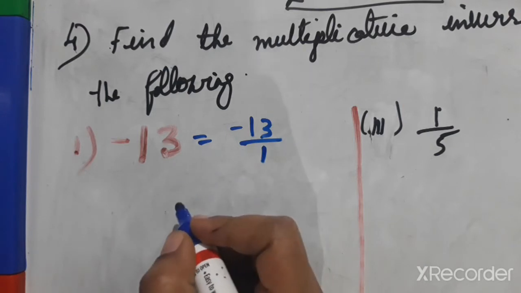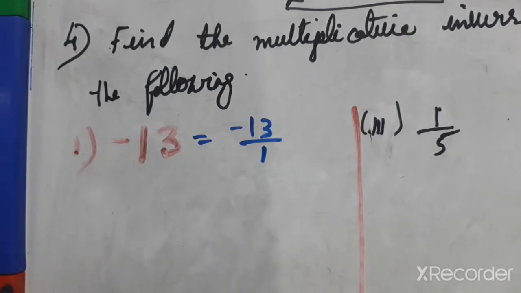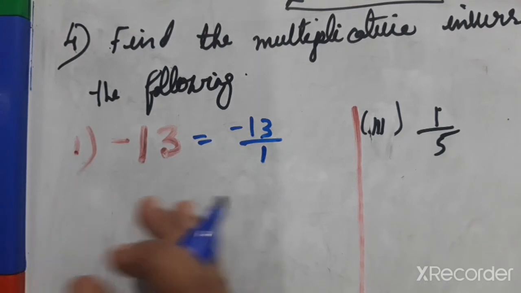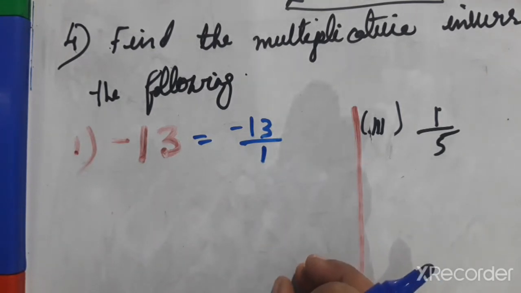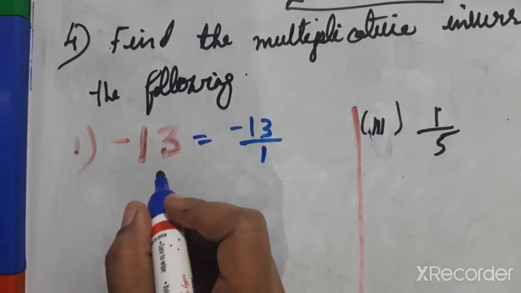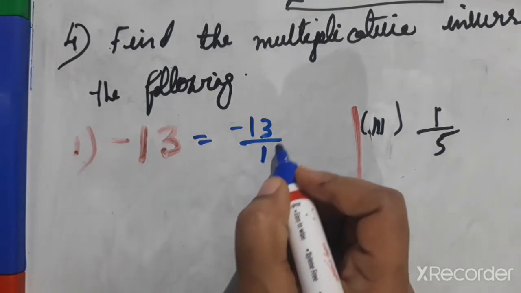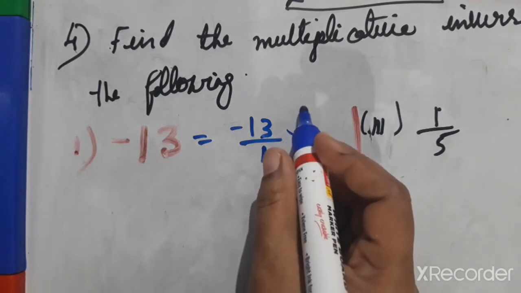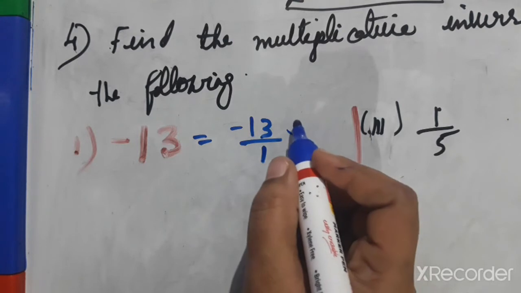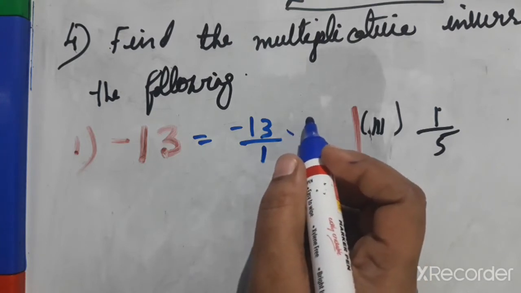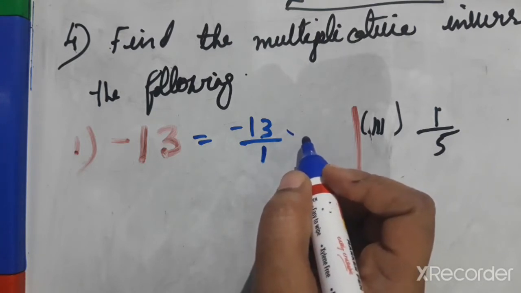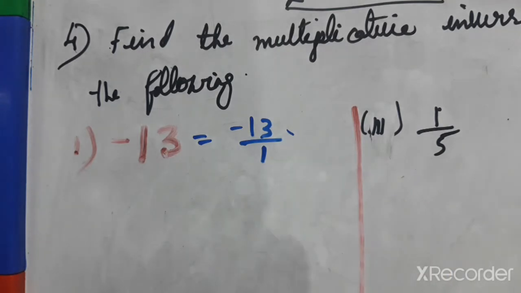Now we have to find the multiplicative inverse. Multiplicative inverse means after multiplying these two, we have to get the product as 1. Now minus 13 by 1 into 1 by minus 13 gives minus 1 by 13, which is negative, and the product becomes 1.